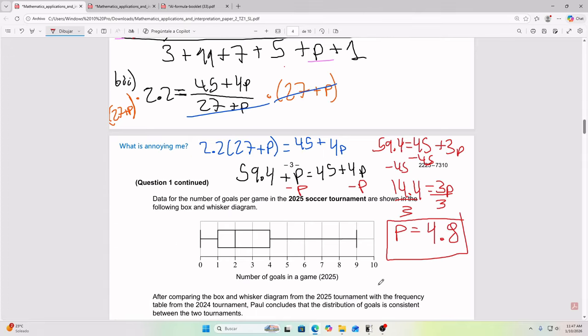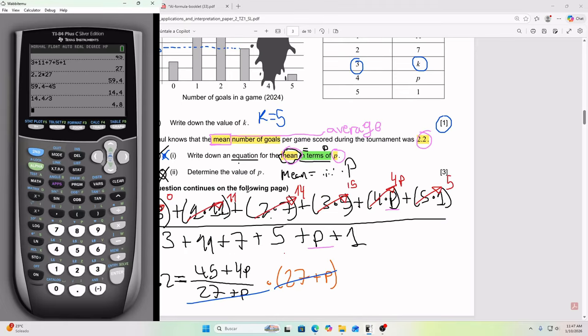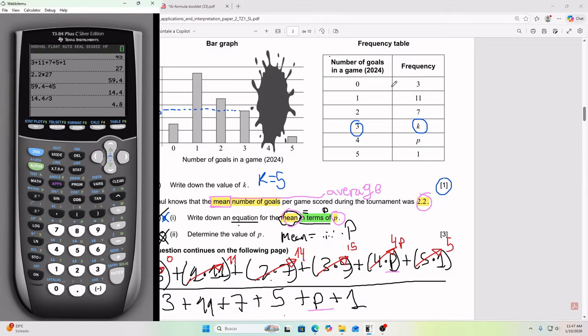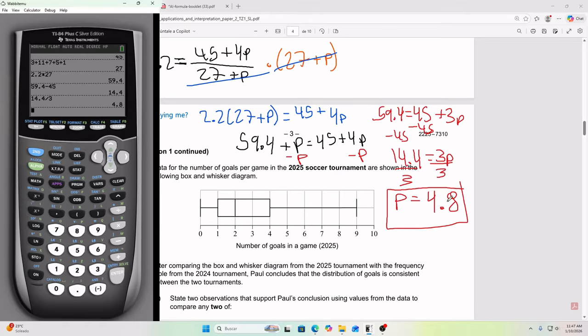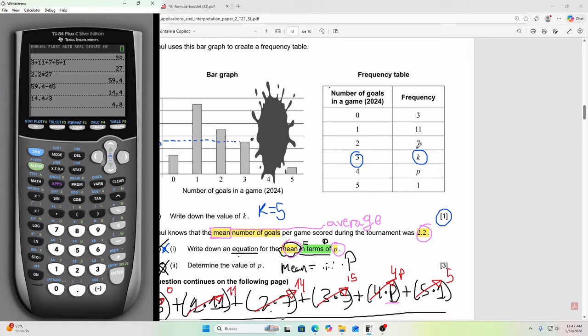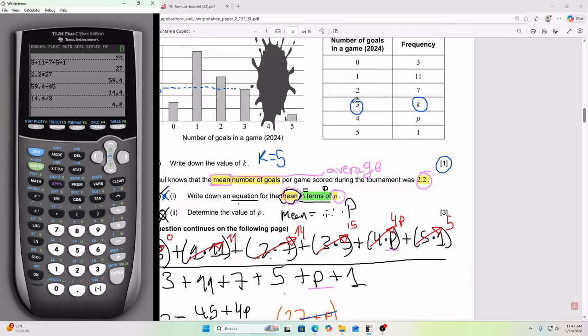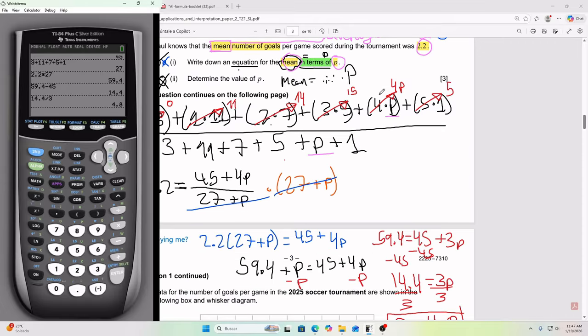wait a second, 4.8. How can I have a frequency that's 4.8? All right, I'm leaving this in the video because it can happen to anyone, but it's interesting how I reached the answer of 4.8. And with frequencies, you can't have half a goal or a third of a goal. So clearly I messed up somewhere. So let's take a moment to go over where I might have messed up.